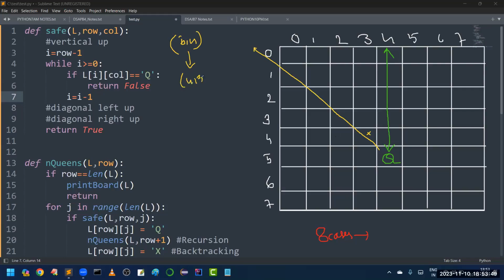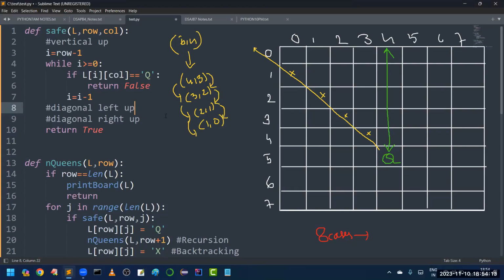4, 3. So what is this coordinate? 3, 2. Okay. So next, what is this coordinate? 2, 1. And what about this coordinate? It is nothing but 1, 0. So now you have to decrease the column values by 1 unit, and you have to decrease the row values by 1 unit. Like that, we have to write it.